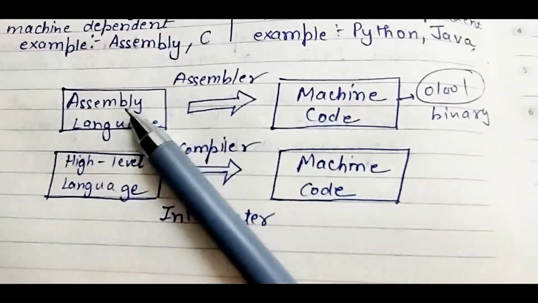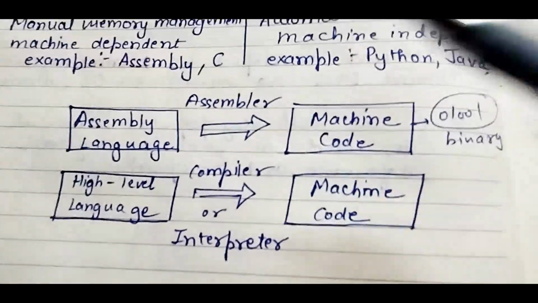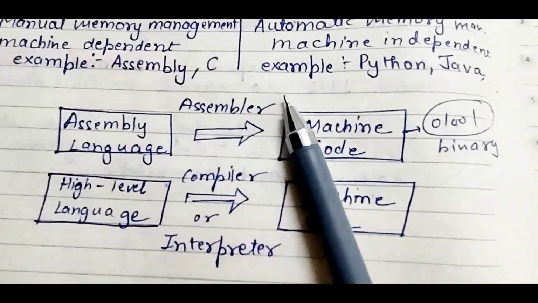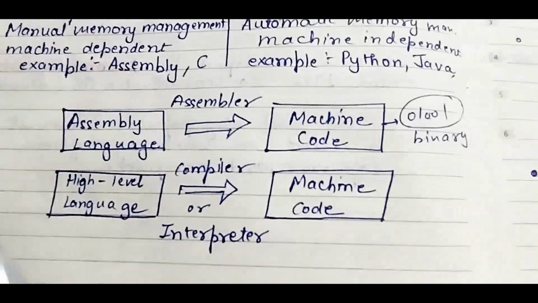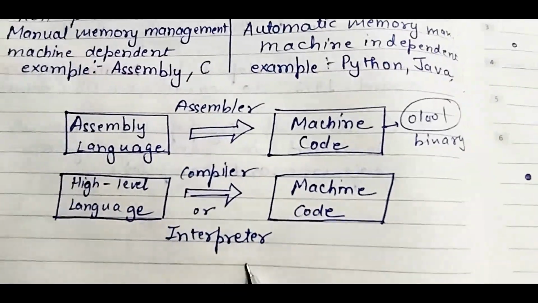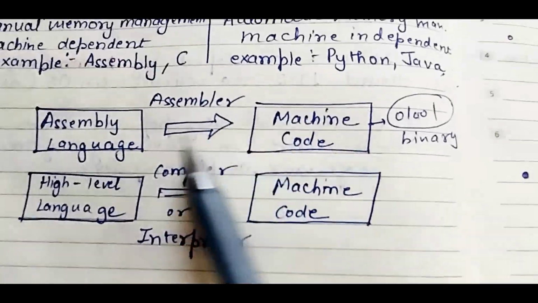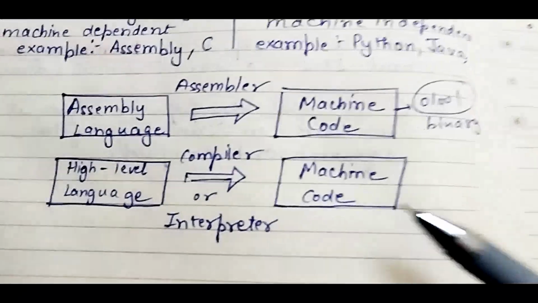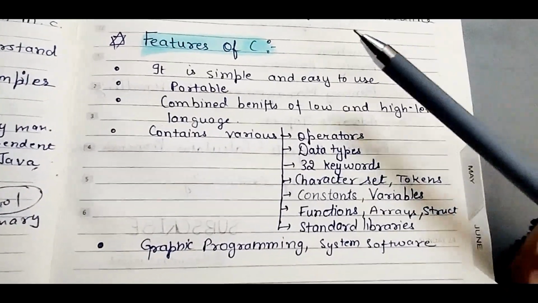Now let's come to the point, what's the difference between an assembler and a compiler? So when we use assembly language, we need an assembler. It is also a software which converts the assembly language into the machine code. While when we use high level languages, we need to use a compiler or an interpreter to convert it into the binary code. Compiler converts the whole program at once, while interpreter converts the code line by line into the machine code.